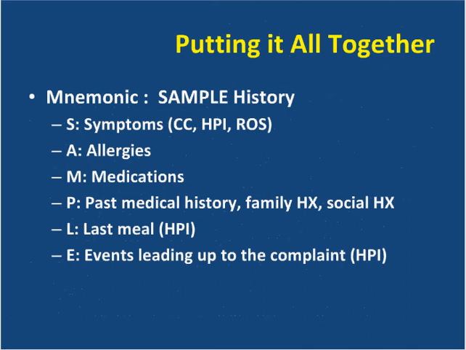And that's important if someone has trauma or they may need to go to surgery, and so you want to know when they've last eaten. It's also important if they're having abdominal pain, and every time they eat, the pain in their right upper quadrant gets worse. That's important information for medical control. And then E is events leading up to the complaint, which is part of your history of present illness.